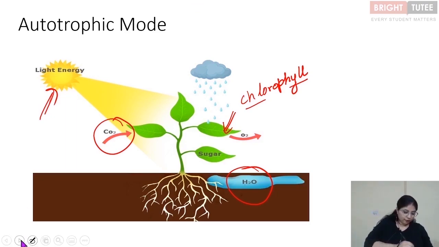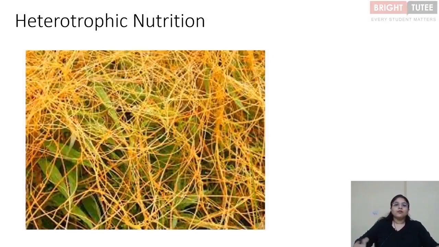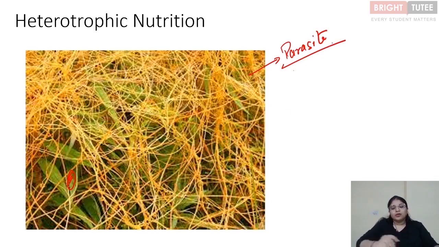Now let's understand the heterotrophic mode in plants as well. The heterotrophic mode, like I said, is the mode where the organism is dependent on other organisms. Here you can see these yellow colored fibers, which are actually a plant that is dependent on this particular green plant for its food, right? Because it is not green in color, it is not able to make its own food, right? This is a parasite. We are going to talk about this particular mode in detail in the next sections. For now, it's important to understand that the heterotrophic mode of nutrition is also seen in plants.